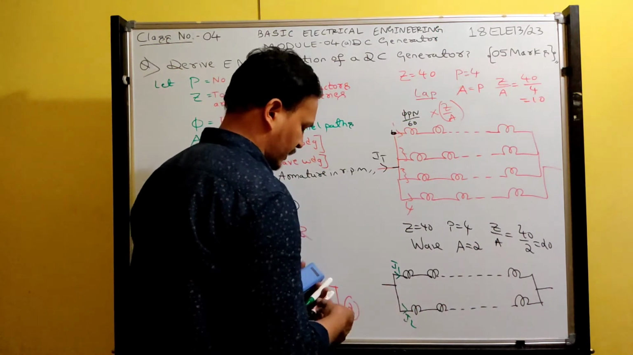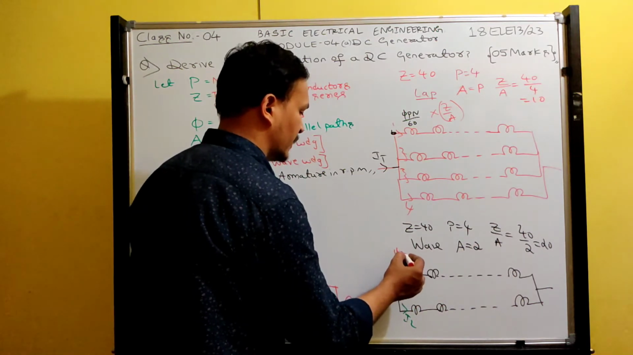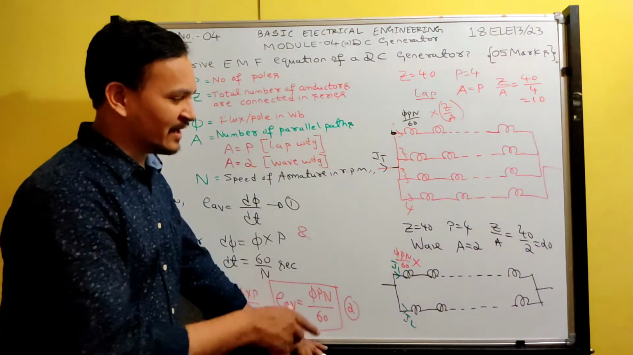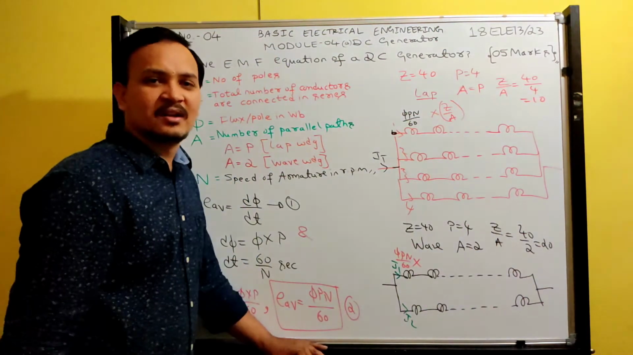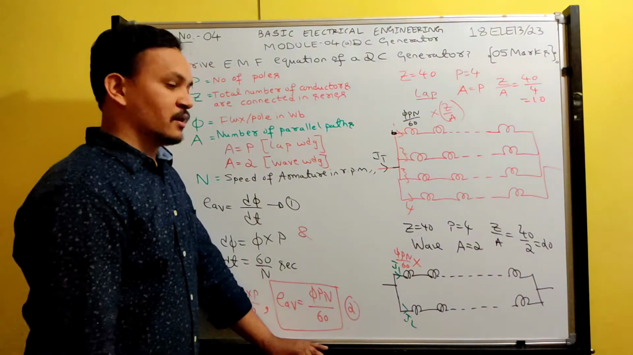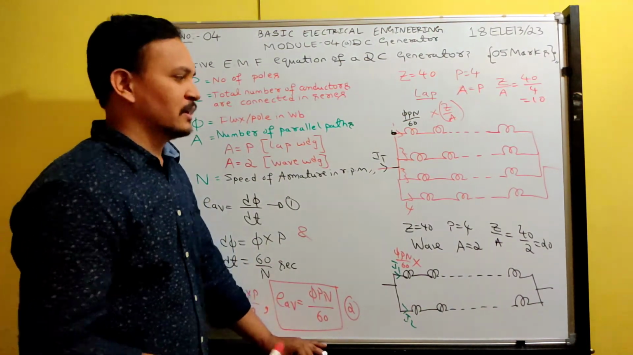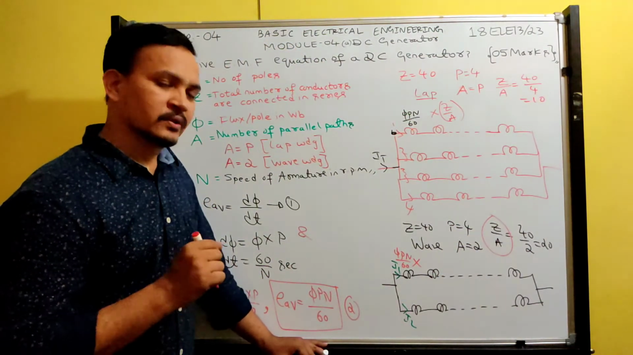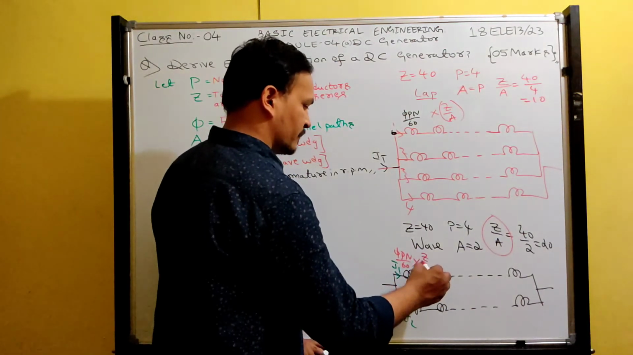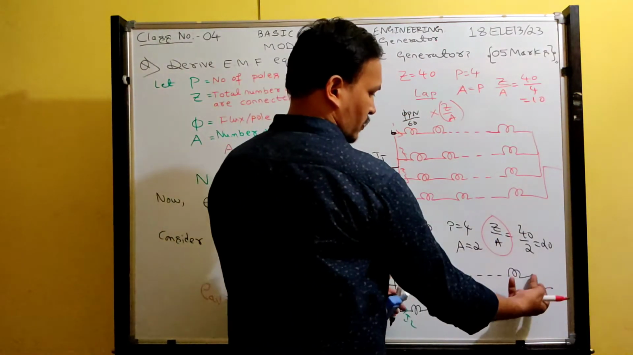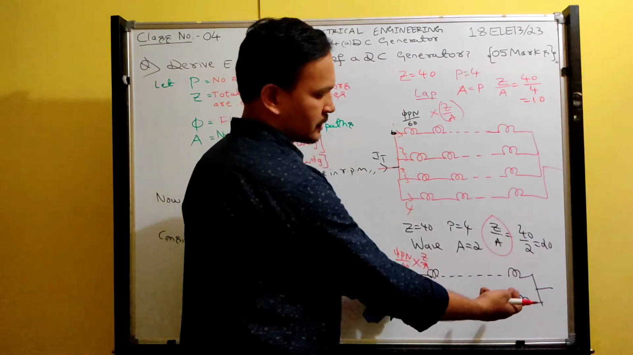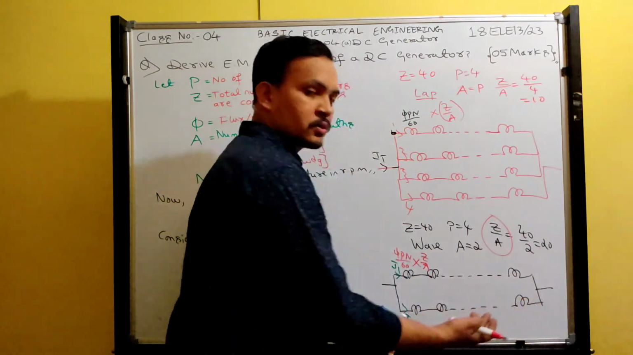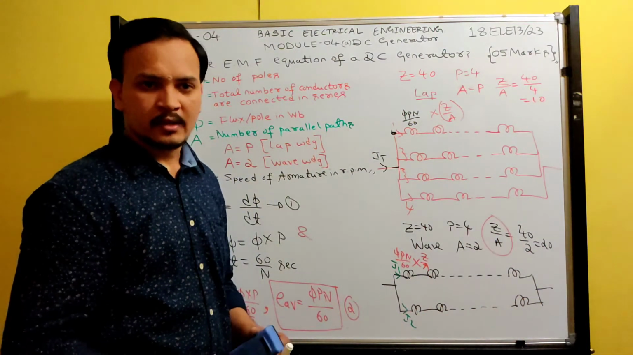See, what is the EMF induced in one conductor? Pi Pn by 60. Now what should you write? Multiply by how many conductors in that path? Now 20 conductors. How can you write the 20 conductors? Again, in the same manner, Z by A conductors. Okay. So once you multiply it by Z by A conductors, you will get the voltage across these 2 points. In this parallel path, you will get a voltage. The same voltage will be there here also because parallel voltage will be the same.